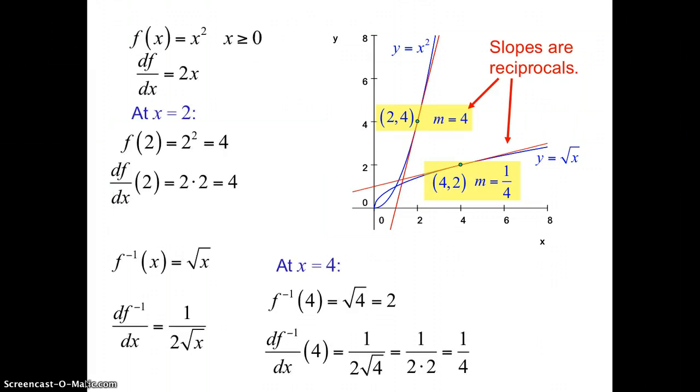All right, so in your book, on your notes paper, there's a place for you to write, if a function f contains the point a, b, and has a slope m at that point. So in this case, y equals x squared contains 2, 4, and has a slope of m equals 4 there. Its inverse function is called f inverse, f with a little -1 exponent. That must contain the point b, a, and must have a slope of 1 over m at that point. So at corresponding points on inverse functions, slopes are reciprocals.